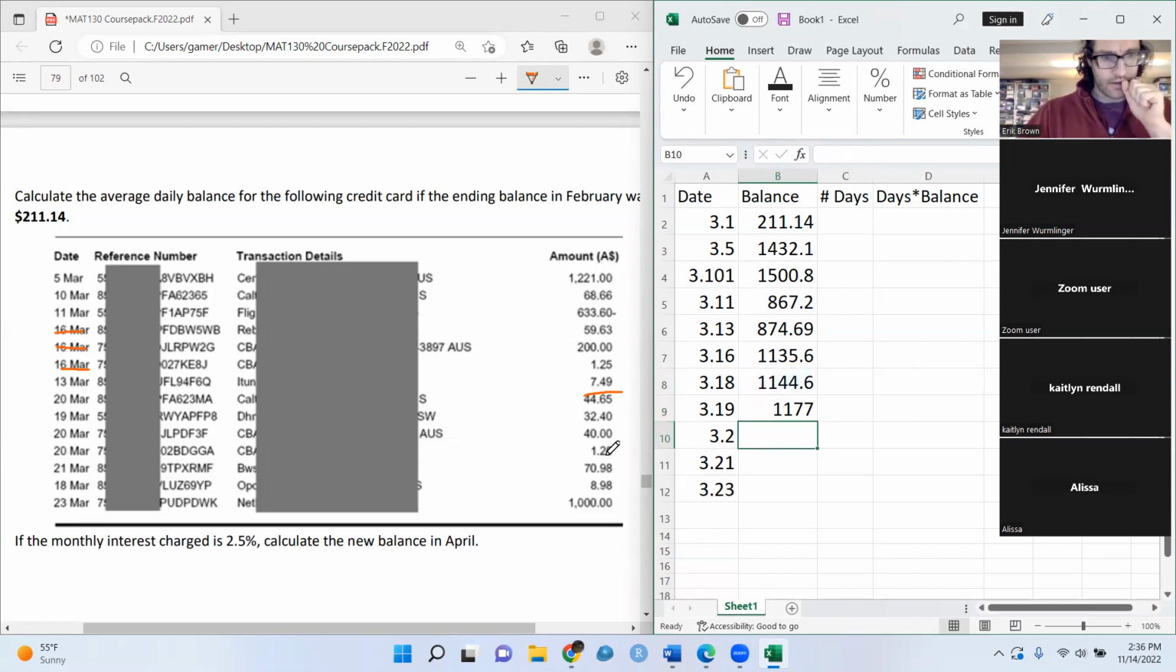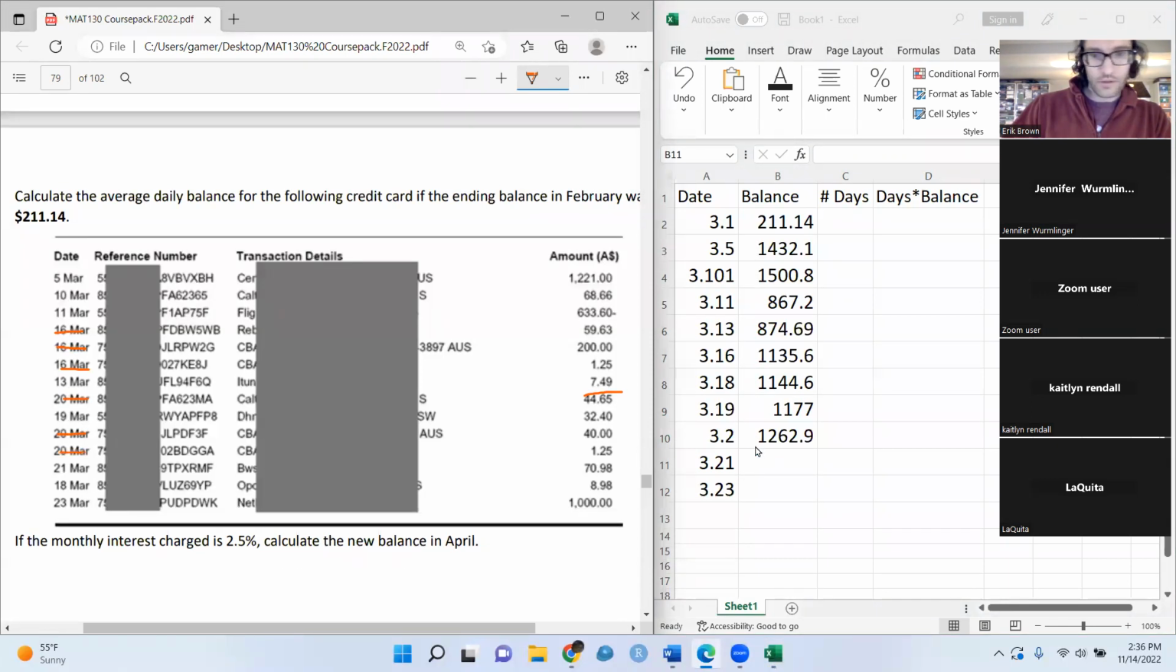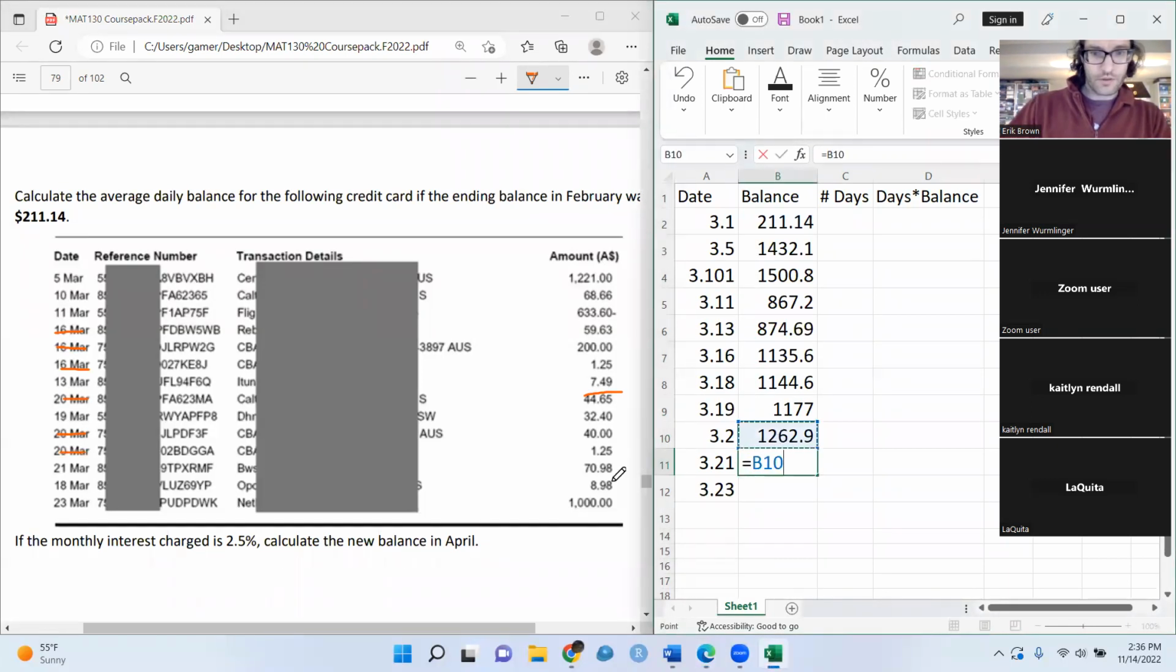On the 20th, it looks like we have 3 charges. So the 44.65 is 1, right? Yeah. Plus the $40 is another, plus another $1.25. And then on the 21st, oops, okay, so wait. Yeah, we got the 20th, 19th. So we did this one, this one, this one. On the 21st, there's a $70.98 charge. Oh boy. And then on the 23rd, we dropped another $1,000.